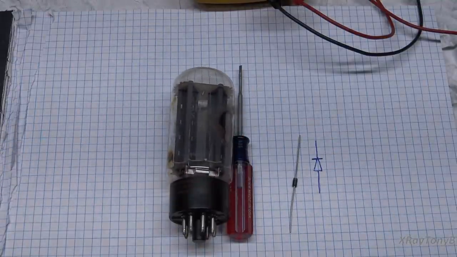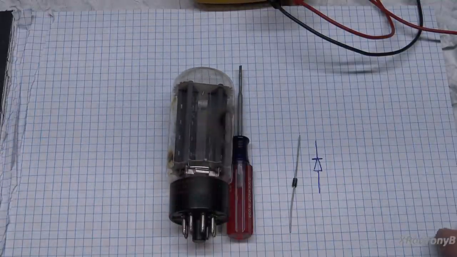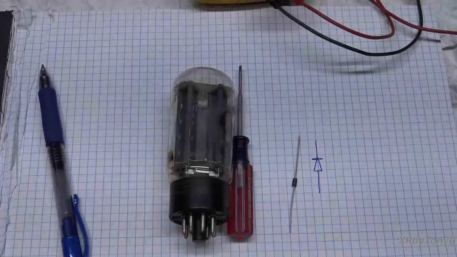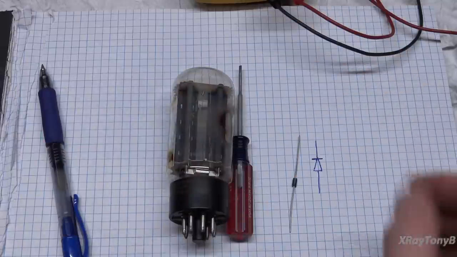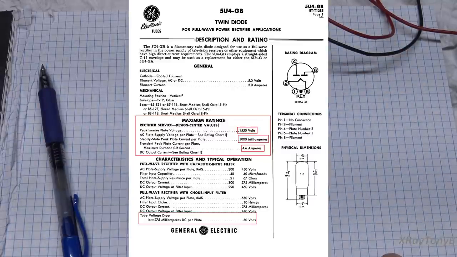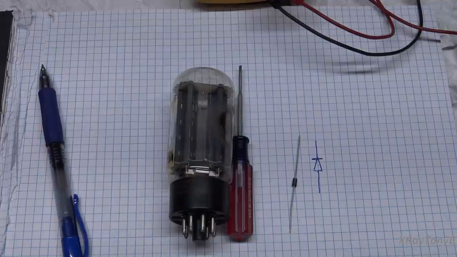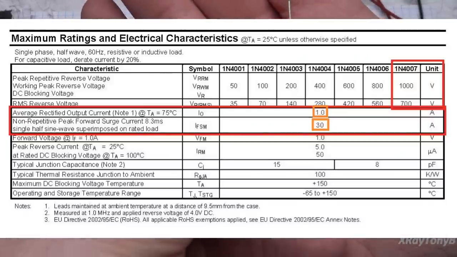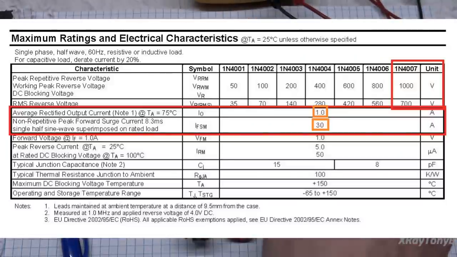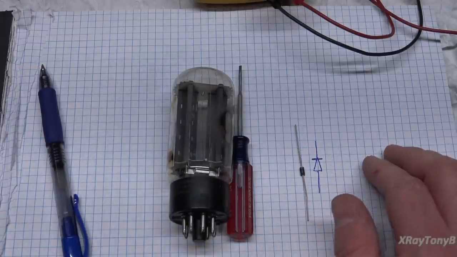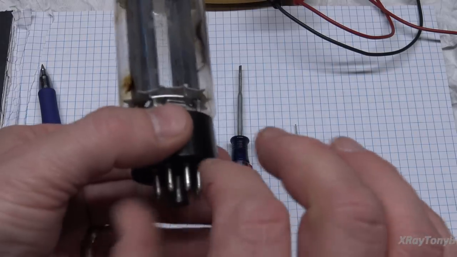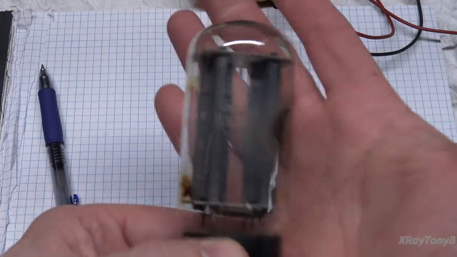Now, you might ask, well, this has to handle a lot more power, though. Well, this is rated at about, I would say 1 amp. I just looked it up. This is good for 1 amp of current. So it can take 1 amp of current before it overheats. Guess what this is rated at? You guessed it, 1 amp. Now that's where the similarities end. In order for this to work, you also have to connect a 5-volt filament supply to heat the filament up.